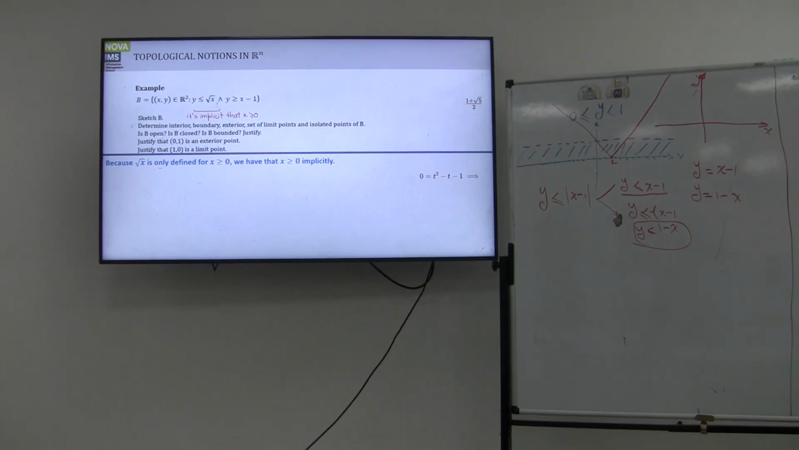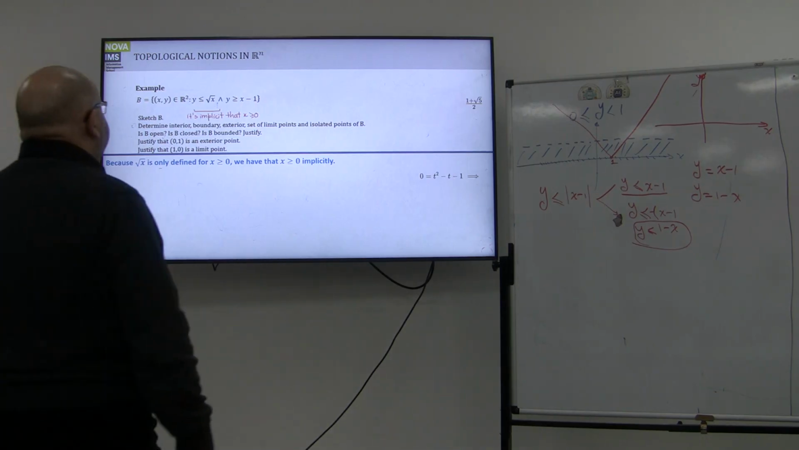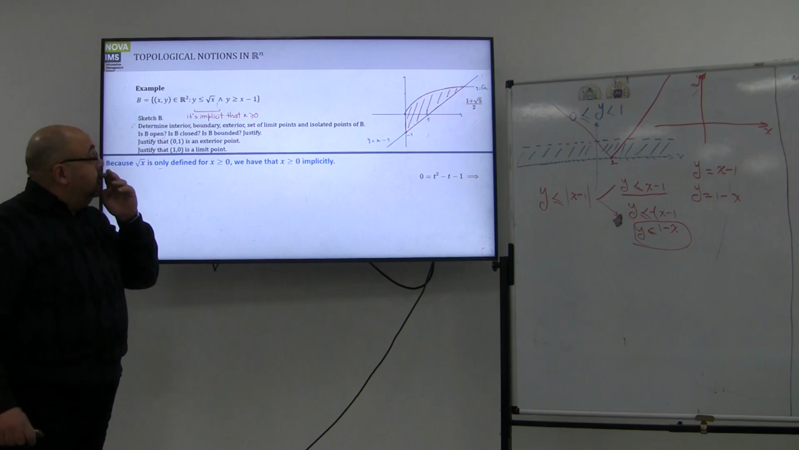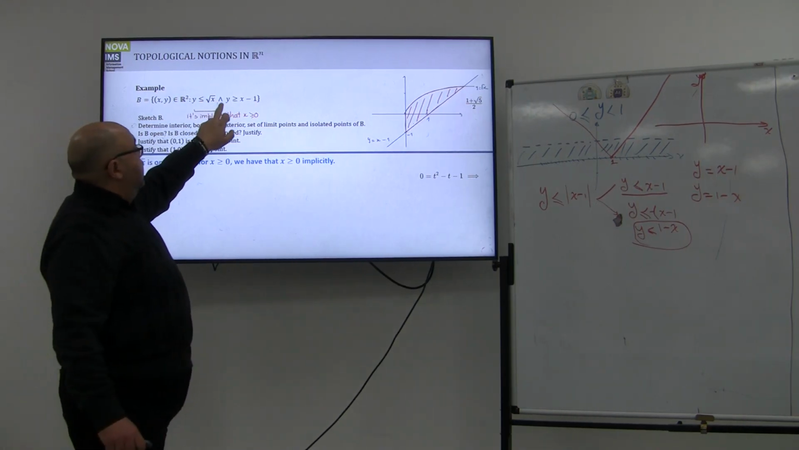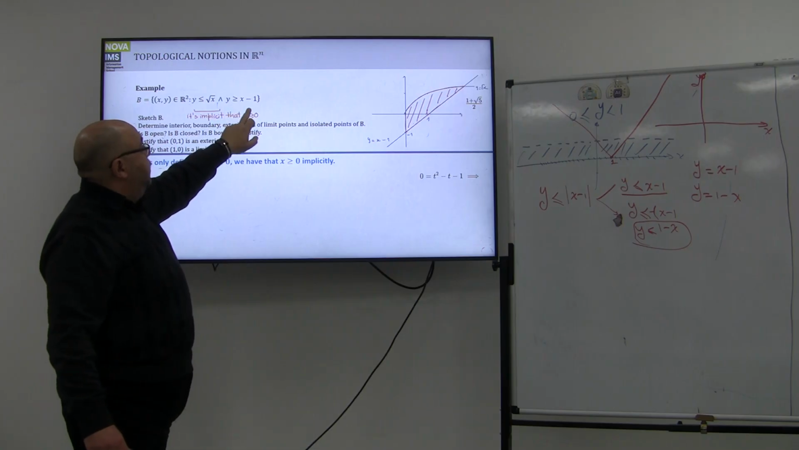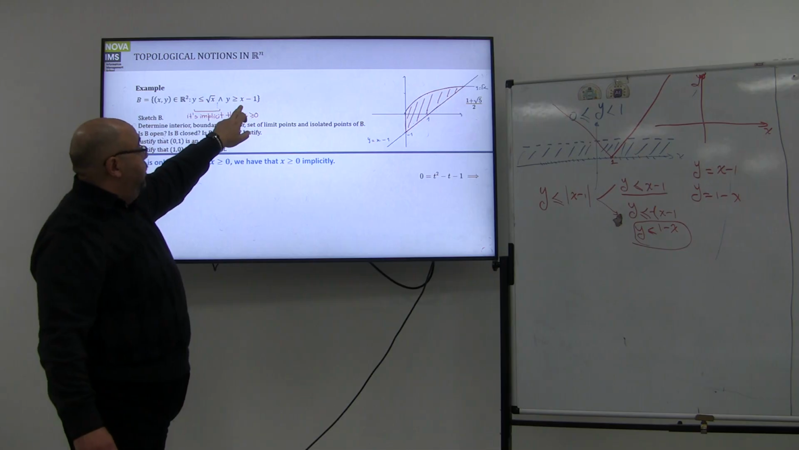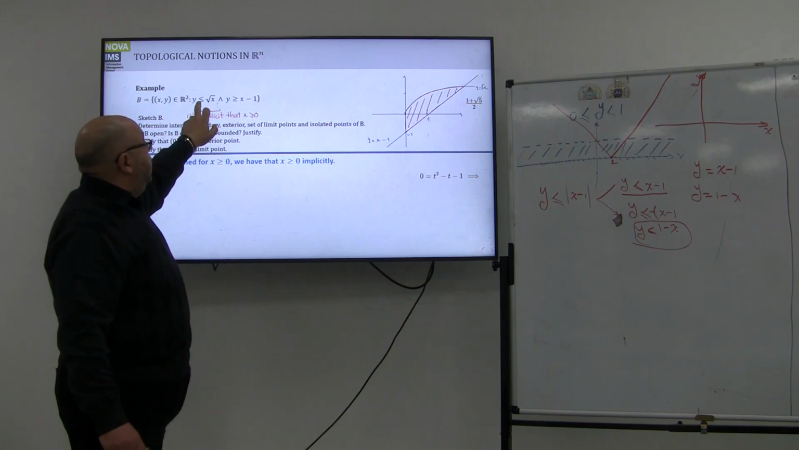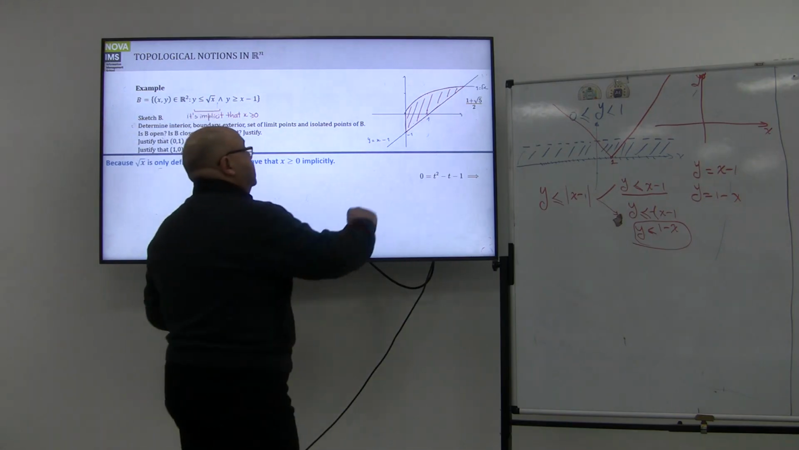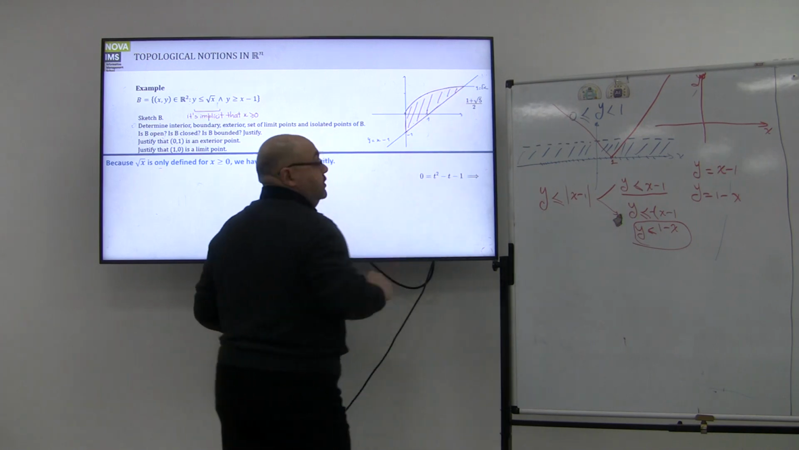Okay, as I was telling you, this is for finding the relation between y is less than or equal to root of x and y is greater than or equal to x minus 1. Y is greater than x minus 1, it's all the points that are above the line y equal to x minus 1. And for y equal to root of x, it's the set of points of root of x.